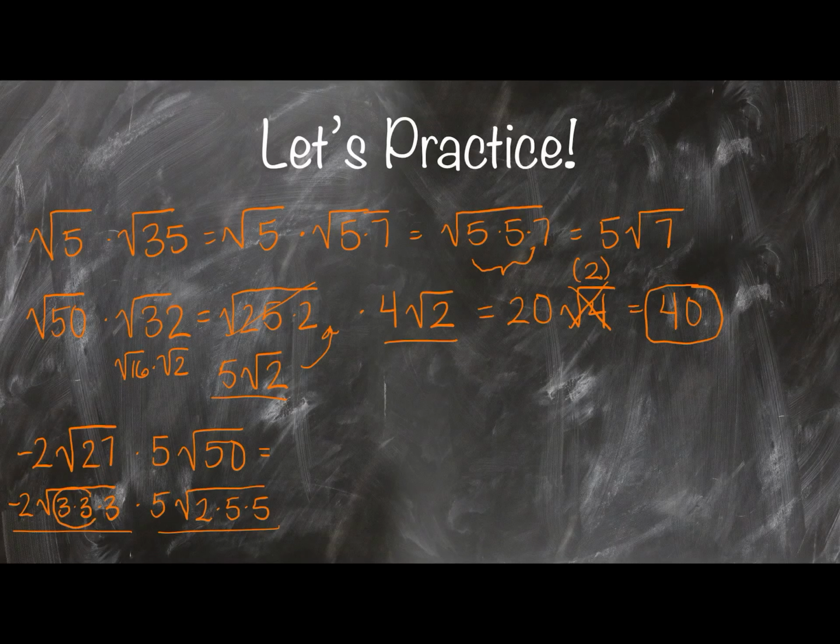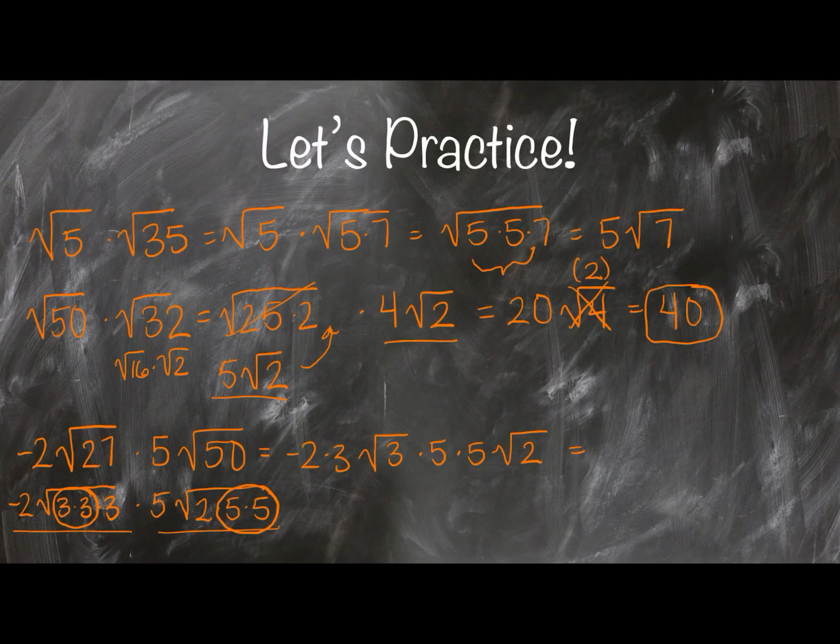We have negative 2, and we can take the square root of those two 3s and leave the third one on the inside. So we have negative 2 times 3 times the square root of 3. And over here, these 5s are a pair, so the square root of those is going to be 5. So we have times 5 from our outside and times 5 from our square root, and we're left with the square root of 2. So let's multiply our coefficients and multiply our square roots.